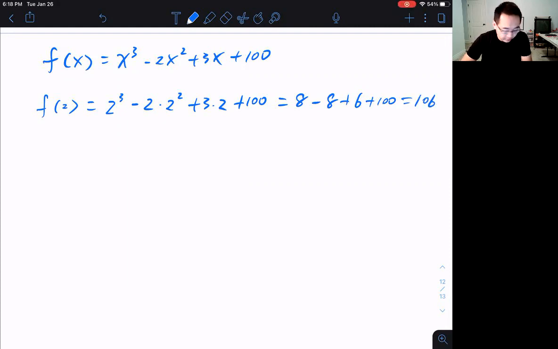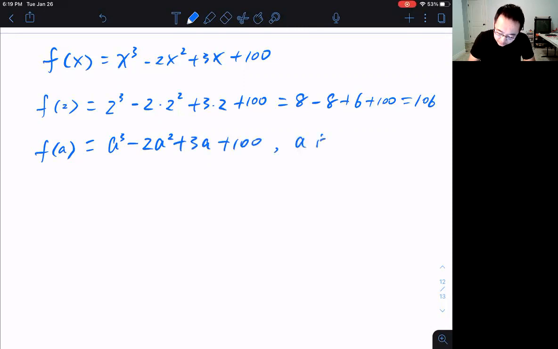Okay, and similarly, if you don't have a specific value of x, you can say, well, what is f of a? a is any real number, any constant. Well, in that case, this tells you f of a equals a cubed, whoops, not plus, minus 2 times a squared plus 3a plus 100, right? And here again, a is a real number, okay? And so any real number, you just plug it in, right?